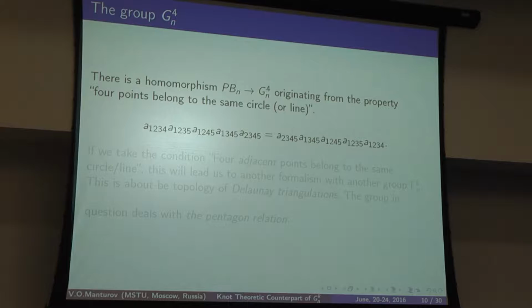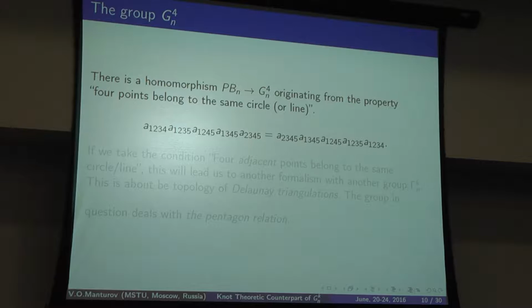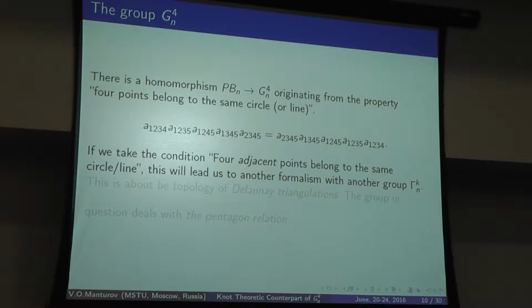I'm going to argue that the relations which appear in this situation, and which appear for other n and k, are exactly the relations for the group G_n^k. So these are general position relations, and in order to show that this is not the only interesting and consistent case, I want to say that the same dynamical system of n points on the plane can be studied if we take k to be equal to 4, and instead of the property 3 points are collinear, we take the property 4 points belong to the same circle or line, which is the degenerate case of the circle.